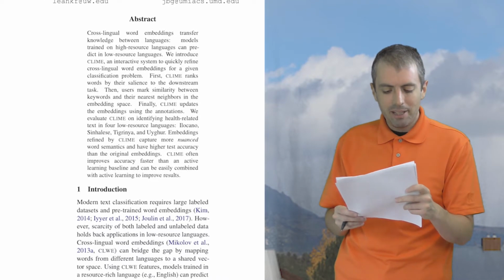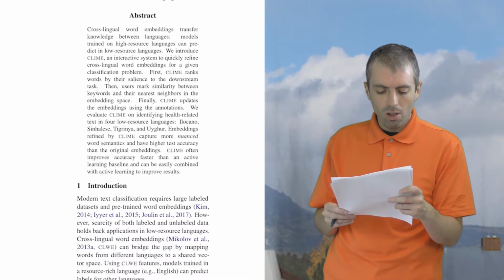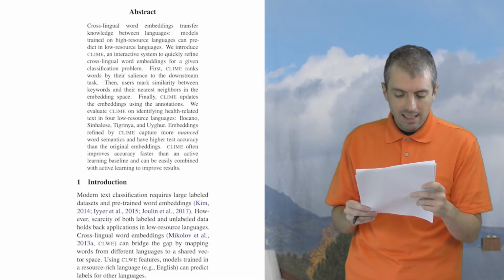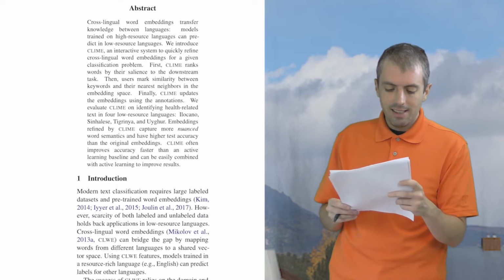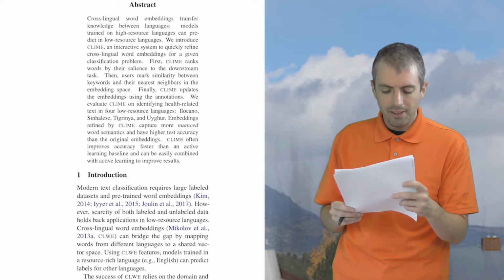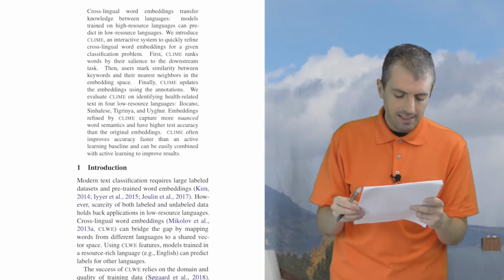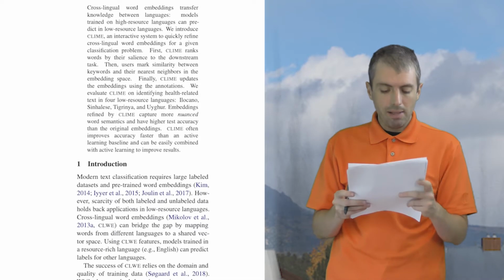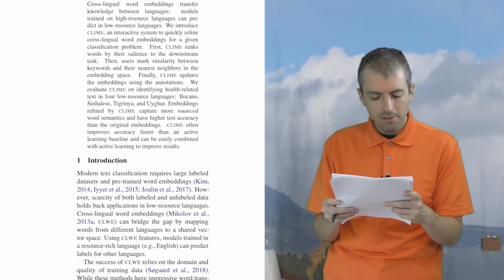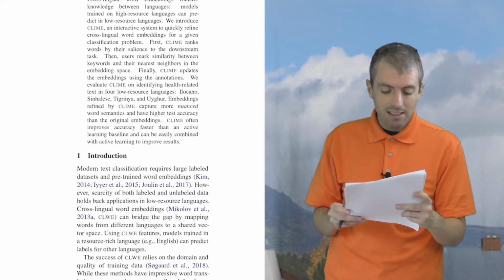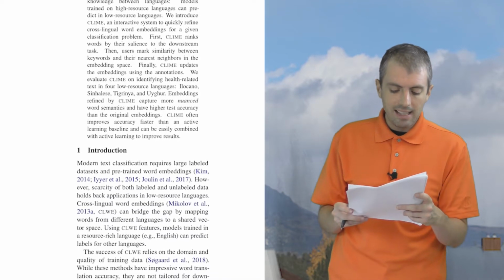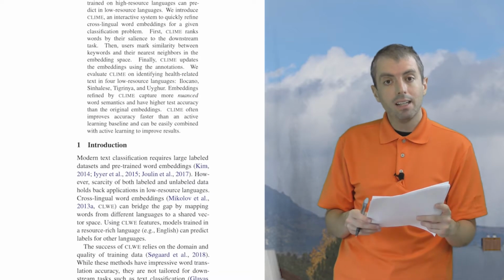We evaluate Climb on identifying health-related text in 4 low-resource languages: Ilocano, Sinhalese, Tigrinya, and Uyghur. Embeddings refined by Climb capture more nuanced word semantics and have higher test accuracy than original embeddings. Climb often improves accuracy faster than active learning baselines and can easily be combined with active learning to improve results.